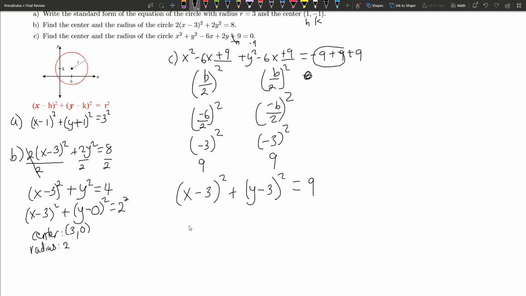And now you could tell what the radius and the center is. So the center is the point 3, because remember we need those negatives. And the radius is just the square root of 9, which is 3.